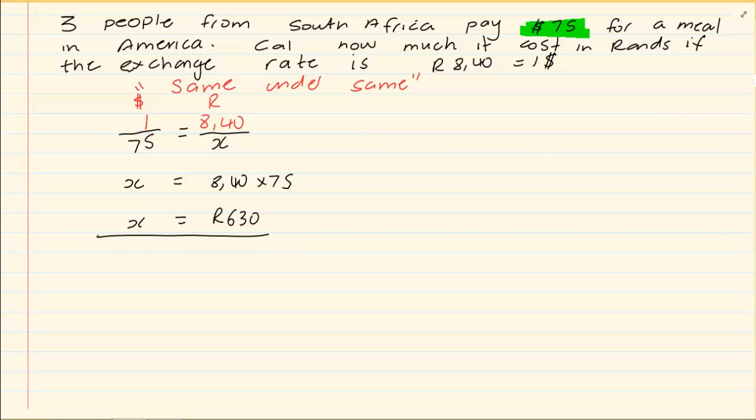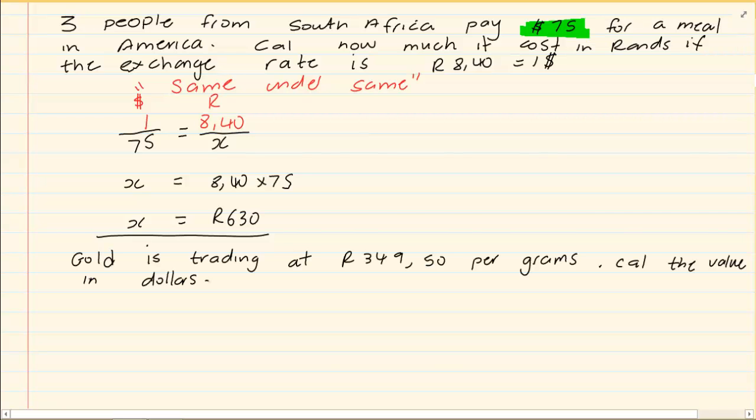Now let's try a different example. Gold is trading at 349.50 per gram. Calculate the value in dollars. Now we know the ratio is $1 is equal to 8 Rand 40. I have rands. So under R, I'm going to put 349.50, and under dollar, I'm going to put X. Then I'm going to make it equal, and I'm going to cross multiply.